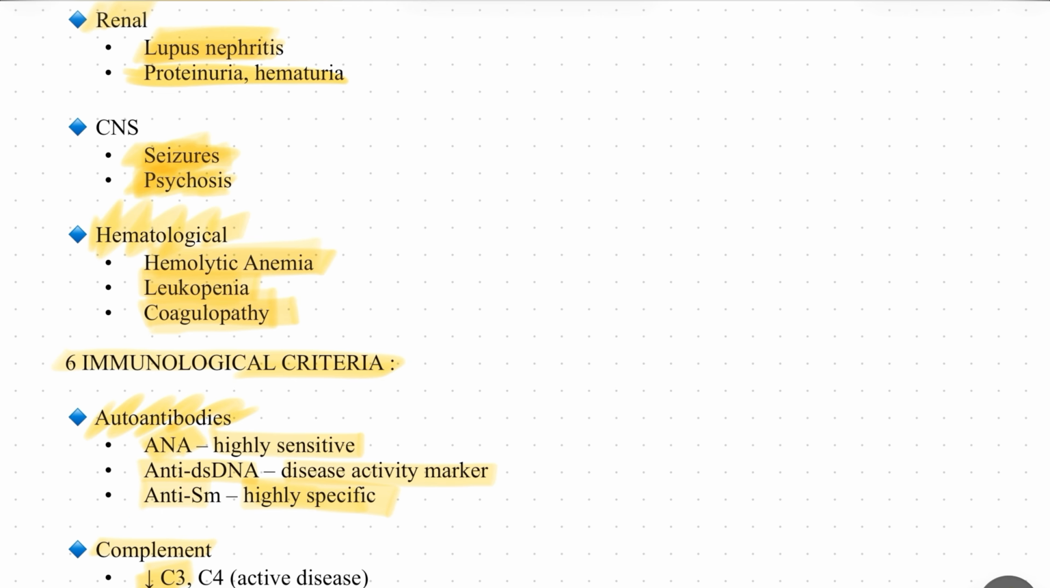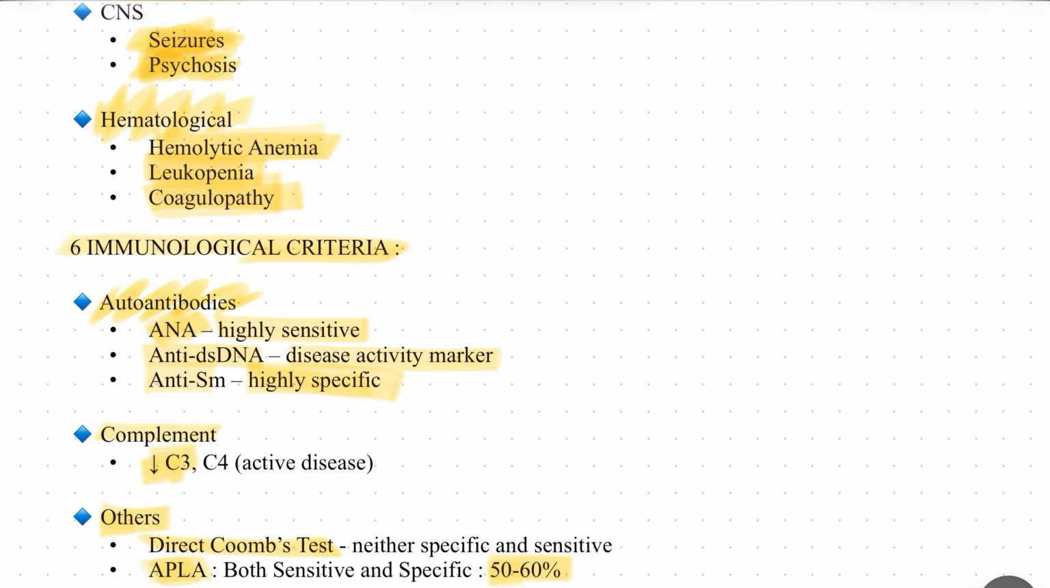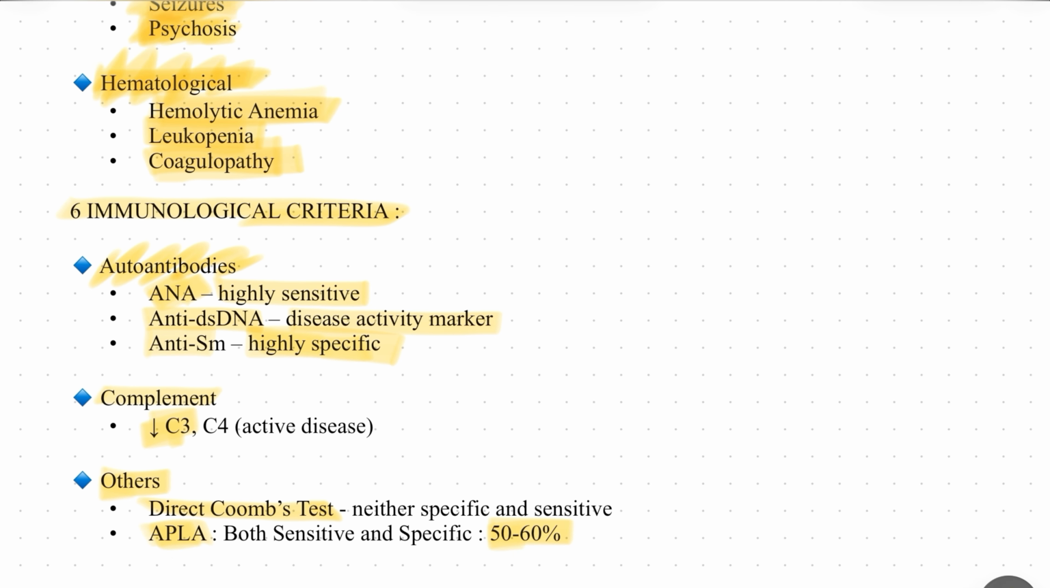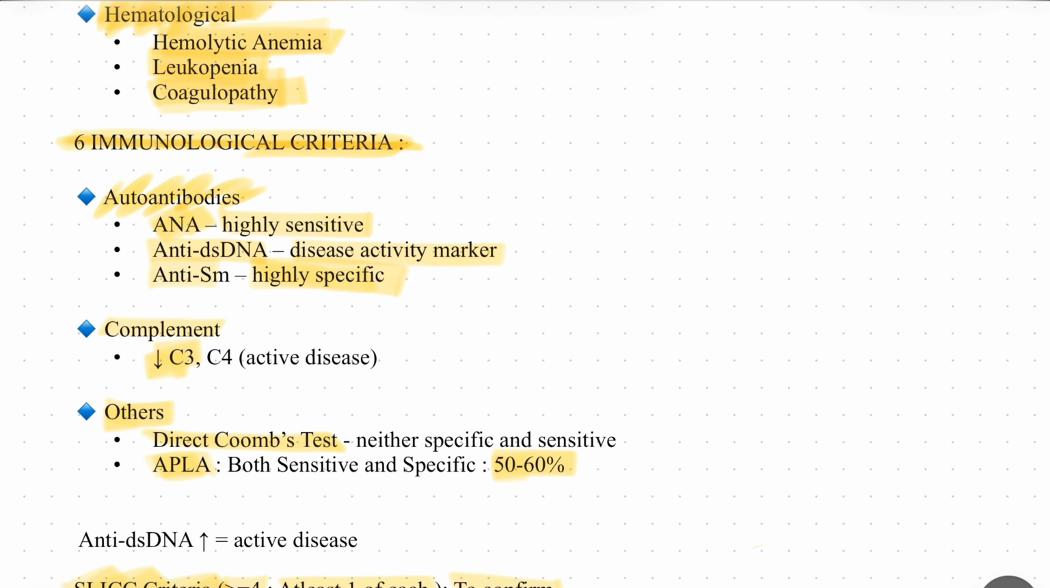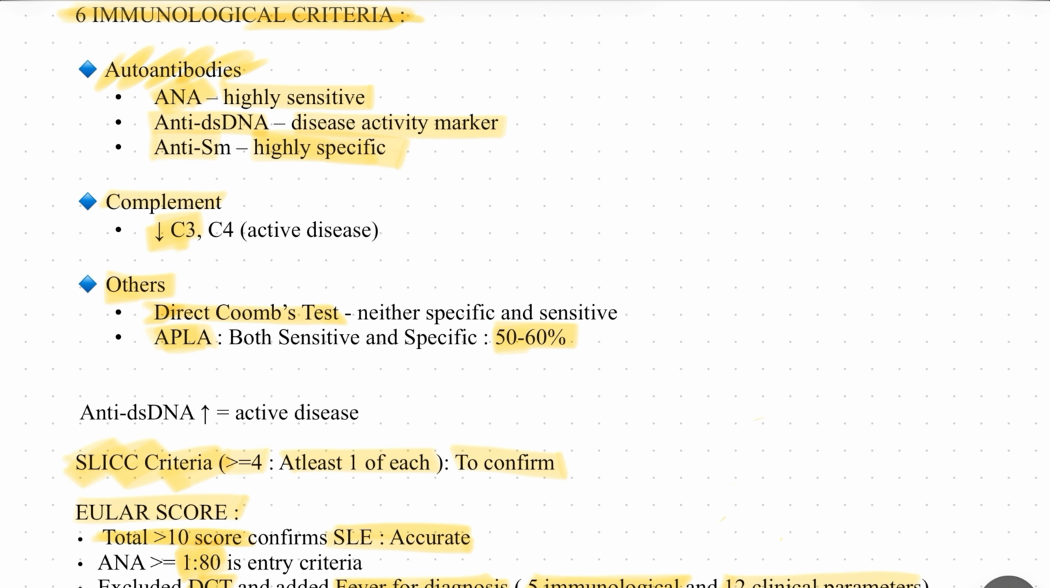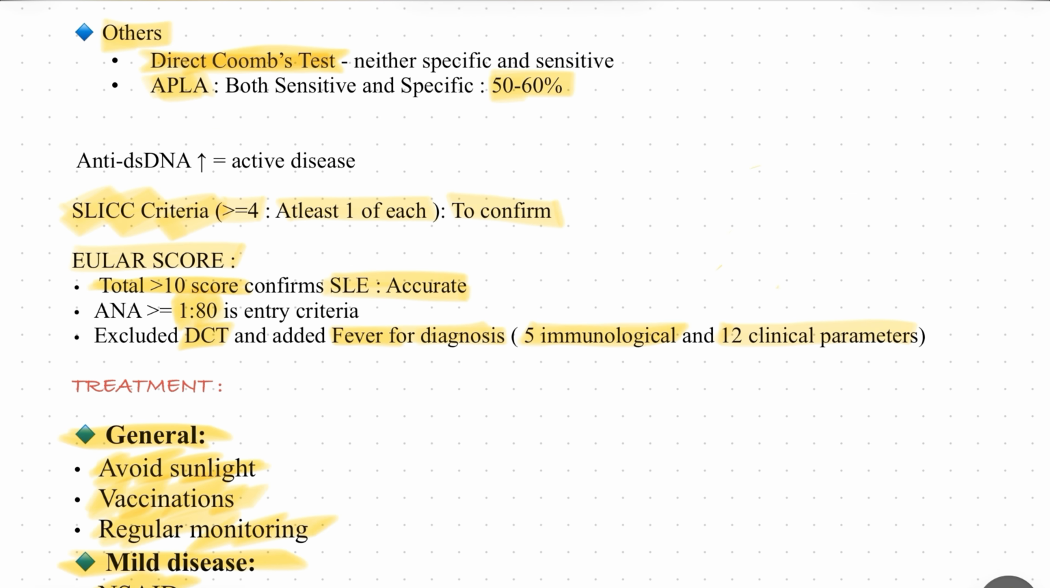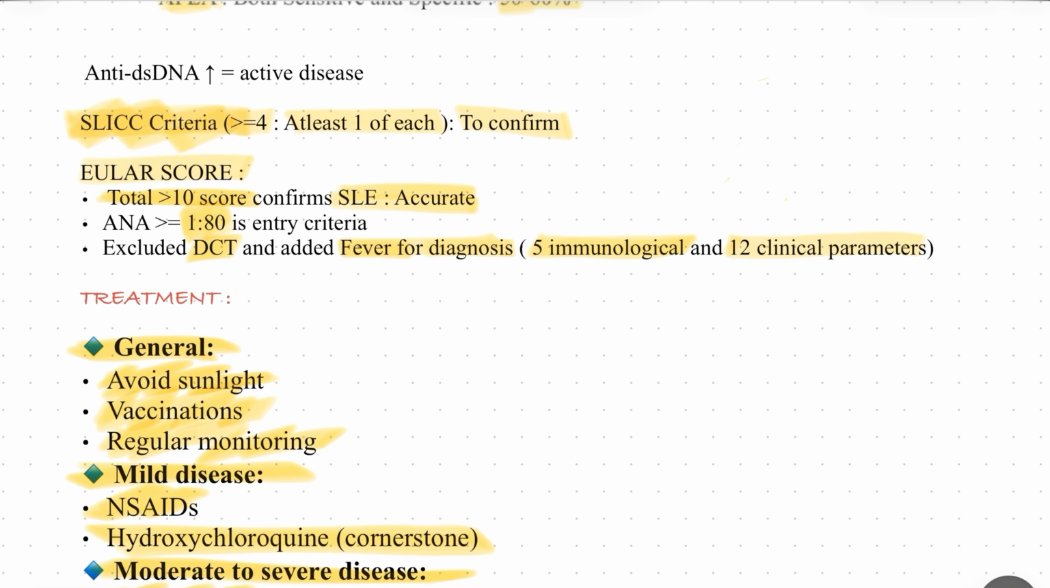Then we have CNS features. Here we are adding fever also, so that the EULAR 2019 score will be updated. Then hematological. Then coming to immunological criteria, we have 6 criteria, but according to EULAR we removed DCT, so at last it will be 5. So we have SLICC criteria and EULAR score. No need to remember the full form of SLICC or EULAR. Just remember the points. What is the importance of the EULAR score? Total it should be at least more than 10, so that it confirms SLE accurately.